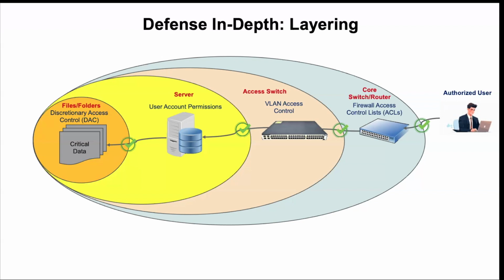If I'm an authorized user, I should be accessing through that core switch router based on firewall rules or access control lists. Then they may or may not have a VLAN set up that provides additional network segmentation to get to that server. When I get to this server, I should have the right permissions and accounts, whether privileged or unprivileged, so that I can access this data. And this data may be access controlled with discretionary access controls or role-based access controls.